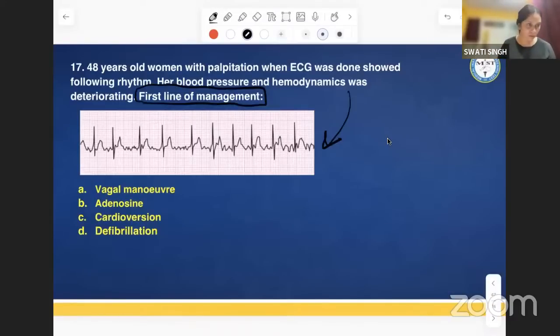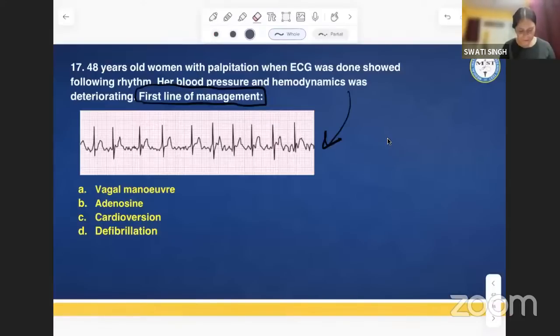Okay. Hariom said A. Deepan said C. Raj C. Bharat A. Okay, Deepan, Bharat, what is the rhythm you are seeing in the monitor? Why are you saying vagal maneuver? Are you thinking this is PSVT? No guys, this is not PSVT.